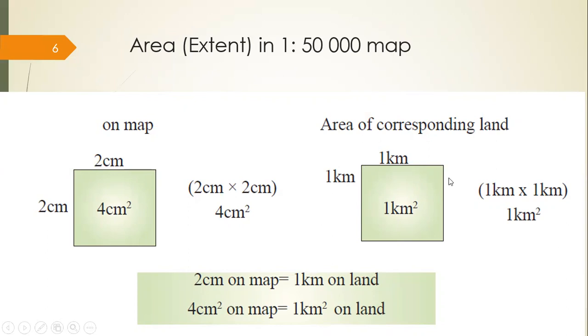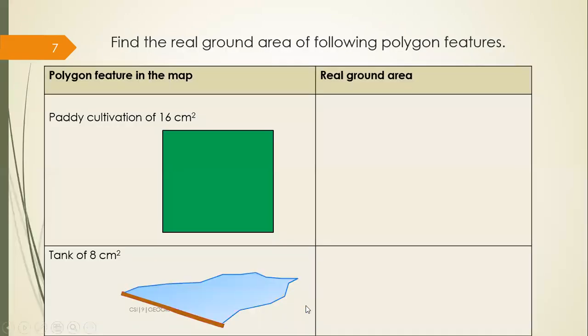Then you got it. To show 1 square kilometer, we should have 4 square centimeters on the map. Then the distance is calculated in this way. Area is calculated in this way. Now let's see some areas of given symbols.